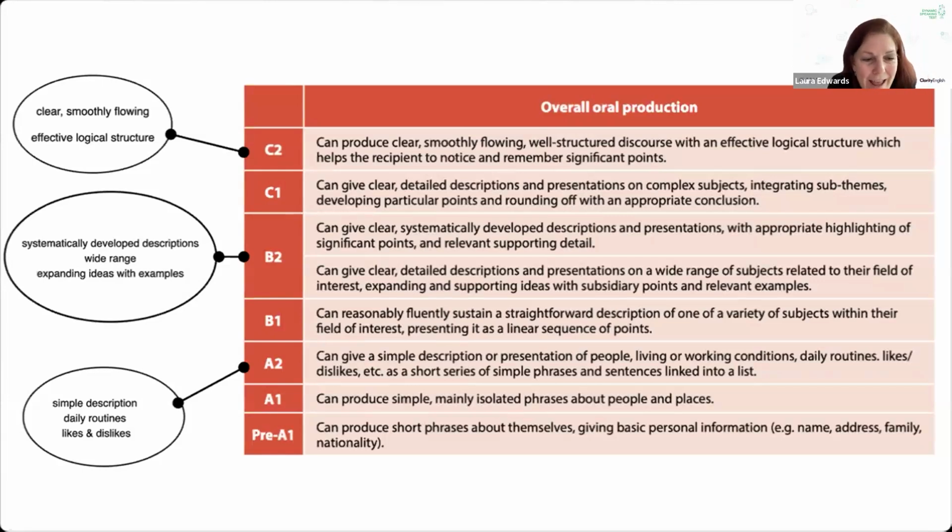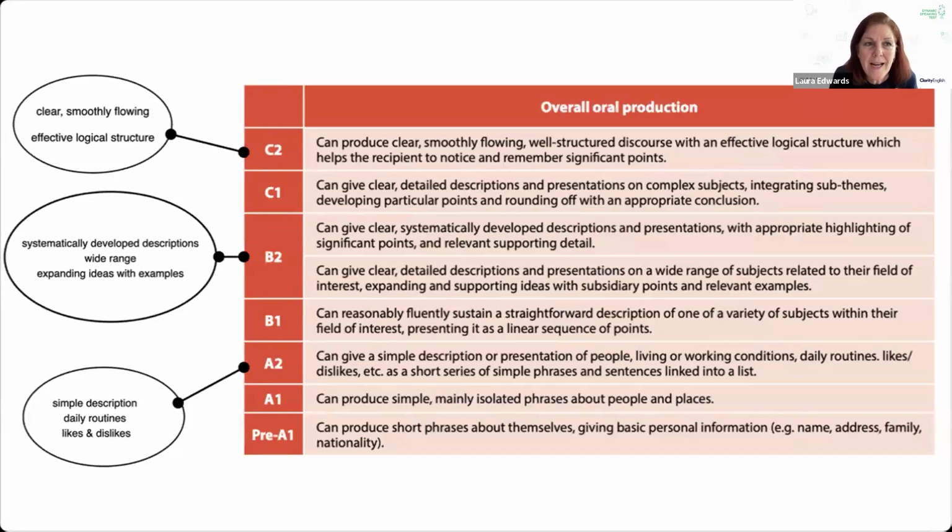So we can see that the A's, it says A1 can produce simple, mainly isolated phrases about people and places. So we have here simple. You can guess that they have words and a few sentences, but are not producing language as such in a fluent form. A2, then we move up a bit and we can see simple description or presentation of people, living or working conditions, daily routines, likes, dislikes, etc. But again, short series, simple phrases.